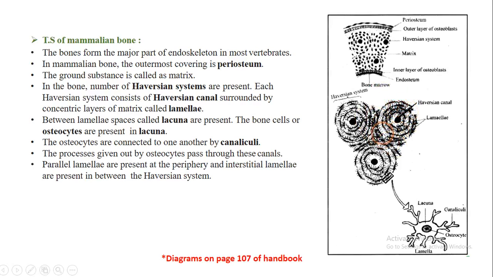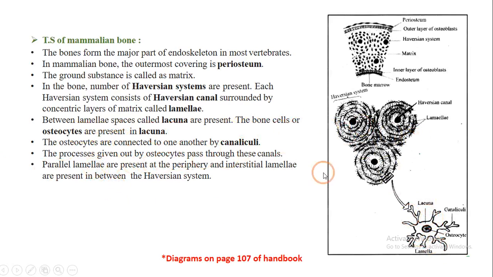Each of these Haversian systems will have a Haversian canal in between, and they will have some concentric layers. So outer to the Haversian canals, there are these concentric layers, and these concentric layers are called the lamella. And in between the lamella, there is the lacuna present. So if you see, this is a magnified picture of the lamella. Now in between the lamella, the middle part, there is a space which is called the lacuna. So the bone cells or the osteocytes are present in the lacuna.